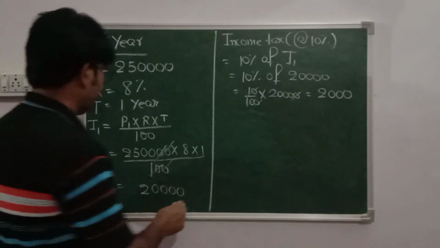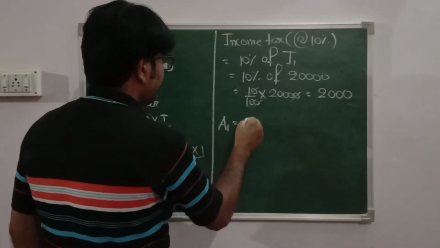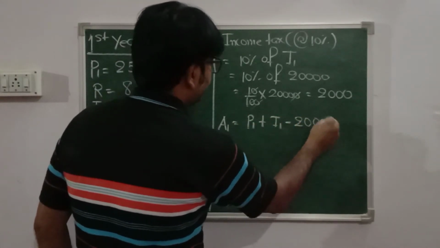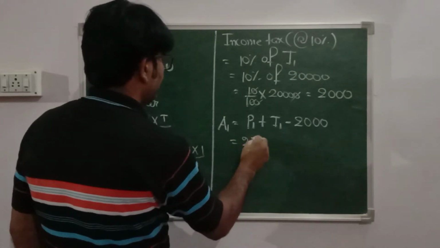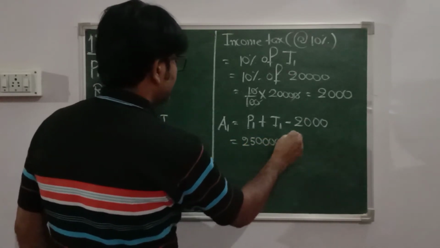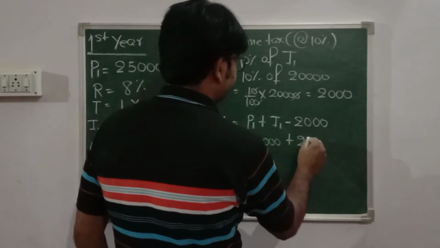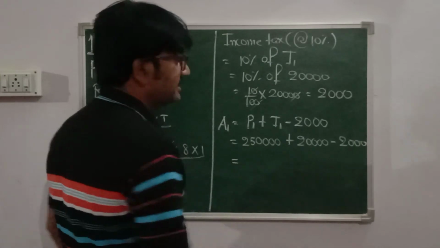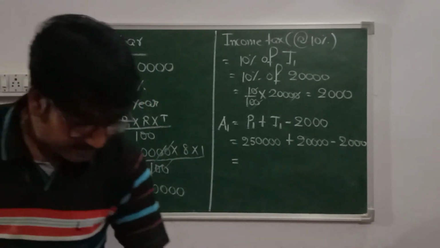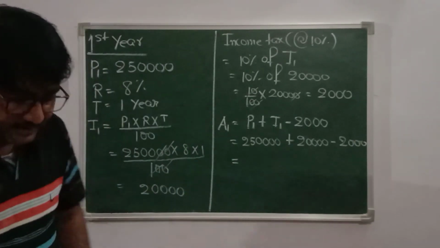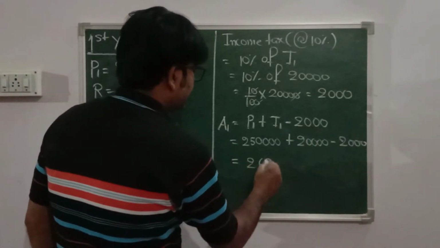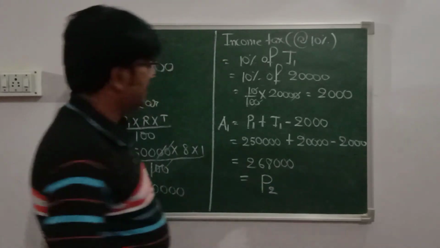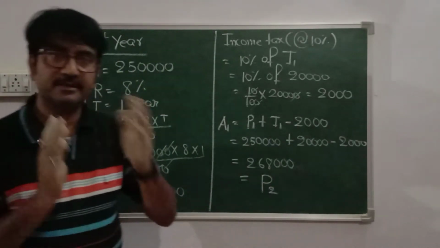Now what is the final amount? Amount will be equal to P1 plus I1 minus the amount of tax. P1 is 250,000, interest is 20,000 minus 2,000. So this is coming to, I have already done the calculation, 268,000, and let us assume it as P2, that is the principal for the next year.